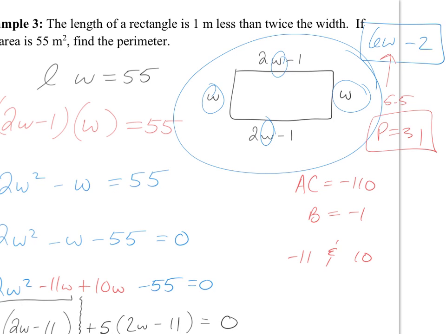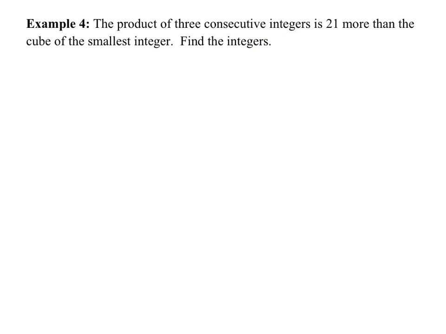All right, let's get to some of the more tricky ones now. We got two more to go here. This one's all right. The last one is probably the trickiest. The product of three consecutive integers, three of them, not two now, is 21 more than the cube of the smallest integer. This is vocabulary at this point, right? You see how the vocabulary plays a role? Find the integers.